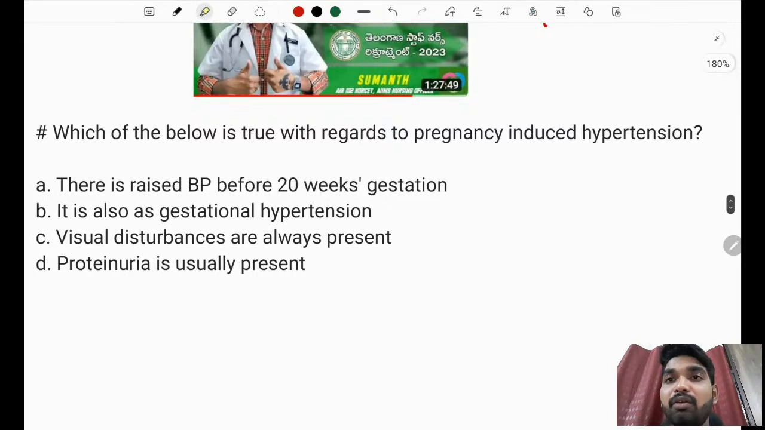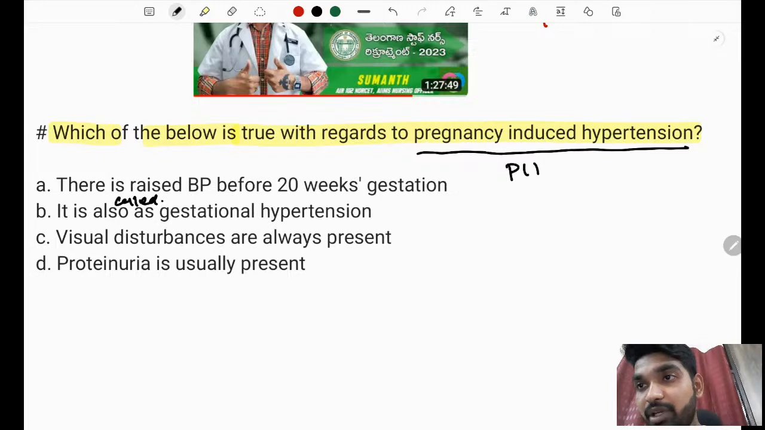Next, which of the below is true with regards to pregnancy induced hypertension? Option A, there is raised BP before 20 weeks of gestation. Option B, it is also called gestational hypertension. Option C, visual disturbances are always present. Option D, proteinuria is usually present. They are asking you about PIH, pregnancy induced hypertension.